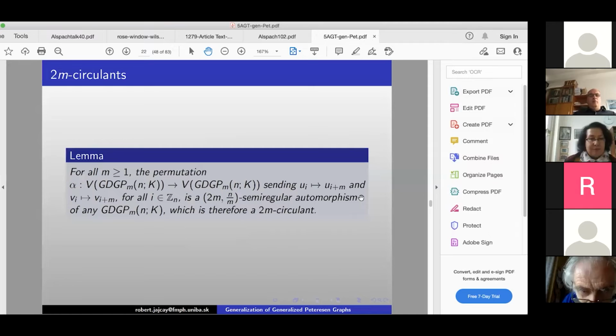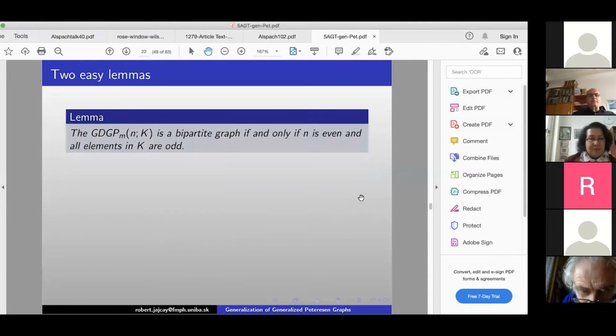But in general, these are 2m circulants for sure, and so that makes them interesting for people who are interested in k circulants. Let me just give you two more easy lemmas. That's always an advantage when you define a new family. You can start with some easy lemmas.